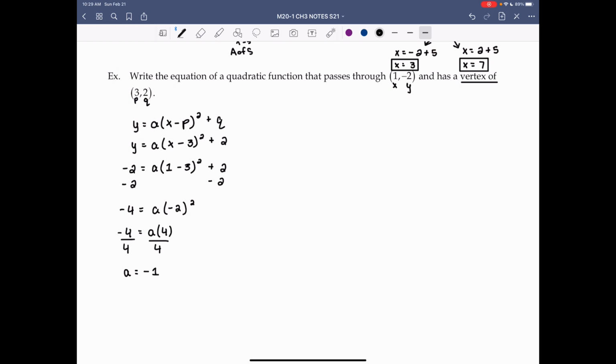Now that I have a, I go back to this part where I had p and q filled in, and I just fill in the a value, and then I have my function. So the equation of this quadratic function would be y equals negative, or negative 1, doesn't matter, times (x minus 3) squared plus 2.